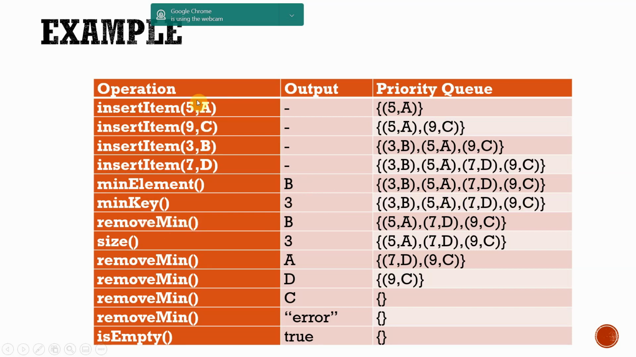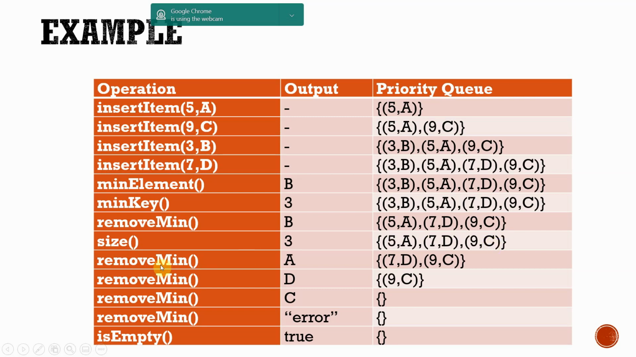So here the entry with the lowest key has the highest priority, right? So when we say remove min, we mean we're just going to remove the entry, we're going to dequeue the entry with the lowest key value. So here B is going to be dequeued first, although it wasn't enqueued first. It's going to be dequeued first, right? Size is going to give us the number of entries that we have in our priority queue.